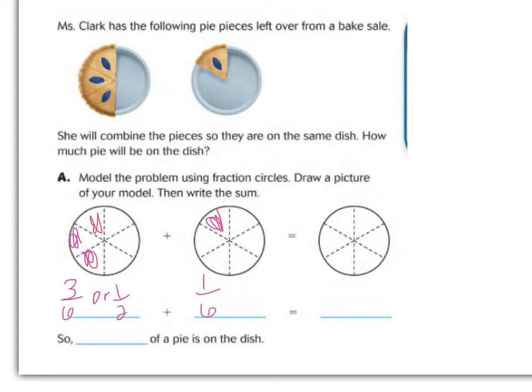So this is a total of 1, 2, 3, 4 pieces left over, or 4/6. So there's 4/6 of the pie on the dish once combined. So you just go 3/6 plus 1/6 is equal to 4/6.